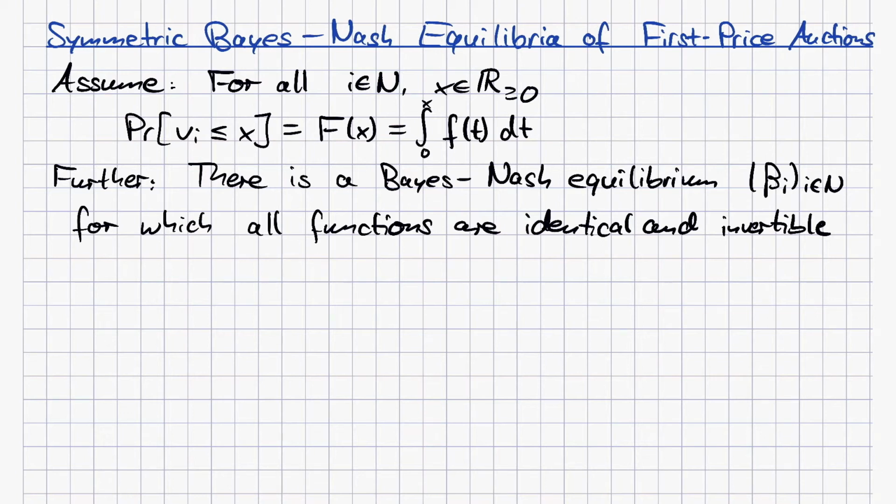Maybe this is too much to ask for, then one would probably get a contradiction somewhere, but as we will see, this does work out. So we will be able now to derive what these functions beta I will look like. To this end, let's also write, I forgot this before, g of x for f of x to the power of n minus 1.